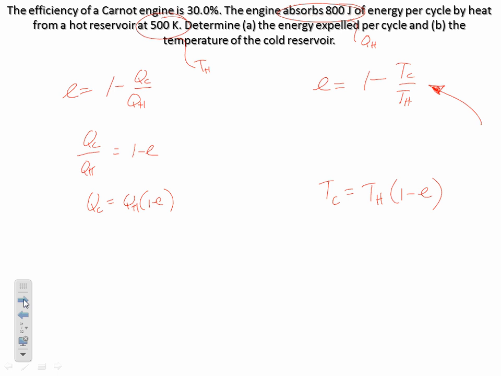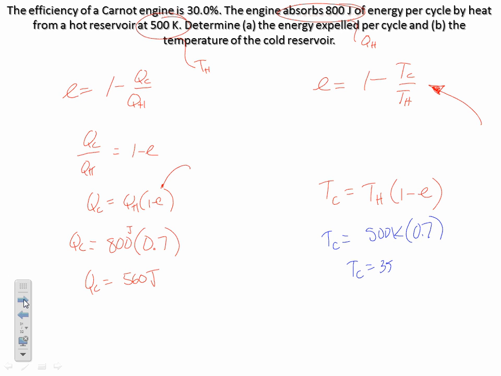Do you want to solve? We don't really need to solve, do we? We can if you like. QC is QH, 800 joules times 0.7. Right, it's 30%. That's 0.3. 1 minus 0.3 is 0.7. QC is 560 joules. TC is 500 Kelvin times 0.7. TC is 350 Kelvin. Fair enough?